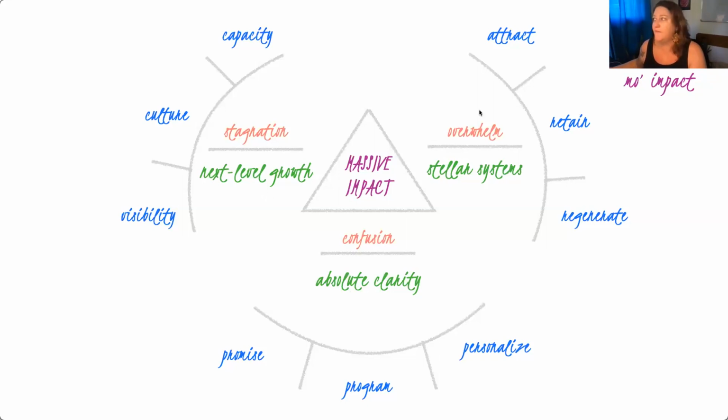Oh my God, I totally want that. Stellar systems. Yeah, where everything feels like it's running perfectly. Great. So the obstacles to massive impact are these things. Those are the things you're struggling with, huh? Yeah. And these are the solutions that we want instead. And those are the things we're going to help put in place. Yeah. Here's how we do it. Absolute clarity is achieved by this, this, this, this.